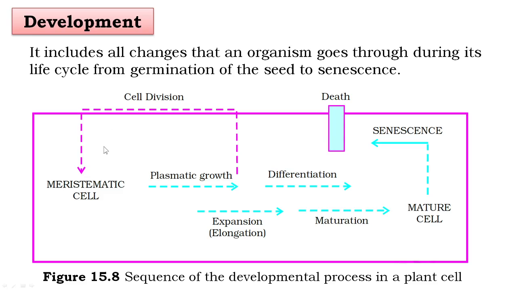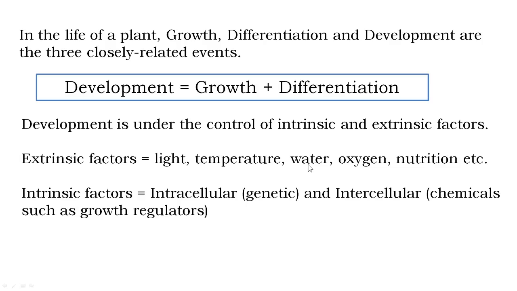Plant cells, they have got the potential of unlimited growth. Plant has unlimited growth potential, but it does not continue, because every living organism they die ultimately, right? So due to nutritional limitations, right, space limitations, any factor, the cell stops dividing. So the entire process is development, right?